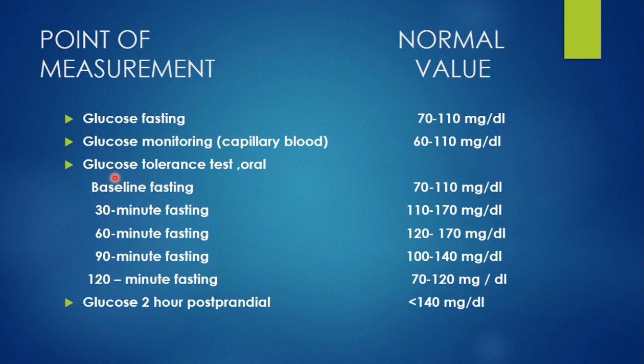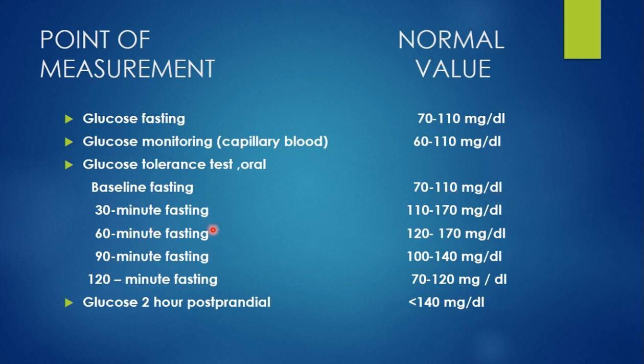Next we have the glucose tolerance test. This glucose tolerance test aids in the diagnosis of diabetes mellitus. If the glucose levels peak higher than normal at 1 to 2 hours after the injection or ingestion of glucose and are slower than normal to return to the fasting level, then diabetes mellitus is confirmed. The baseline fasting level should be 70 to 110 mg per deciliter.